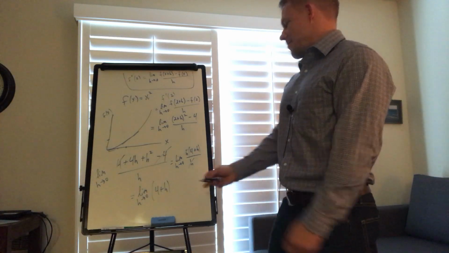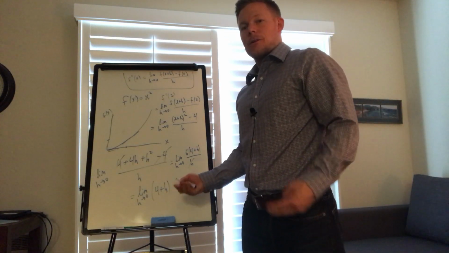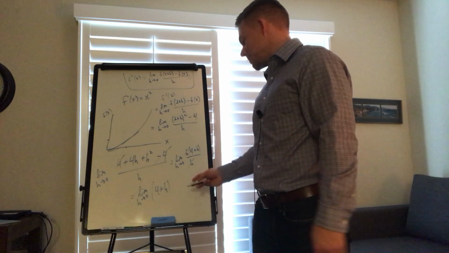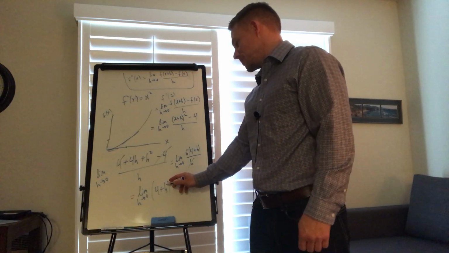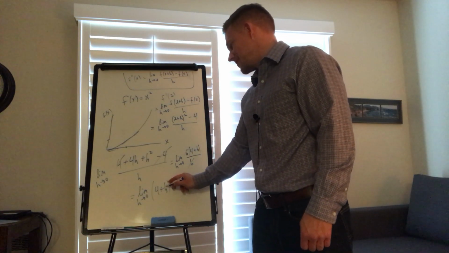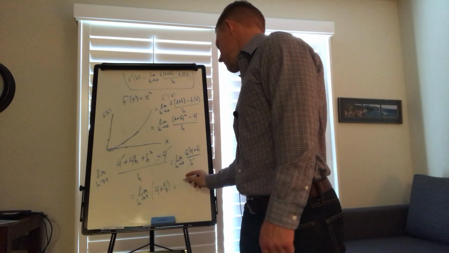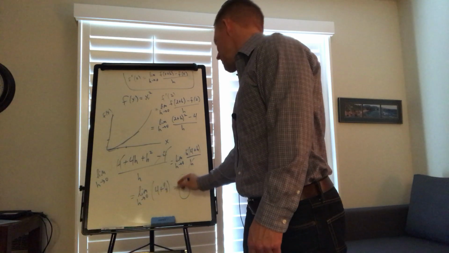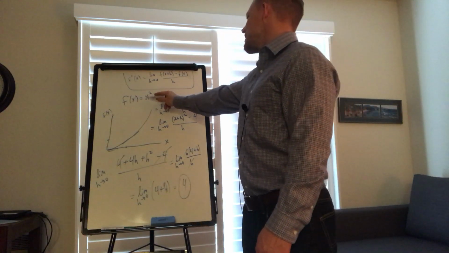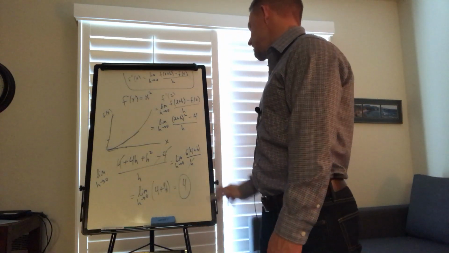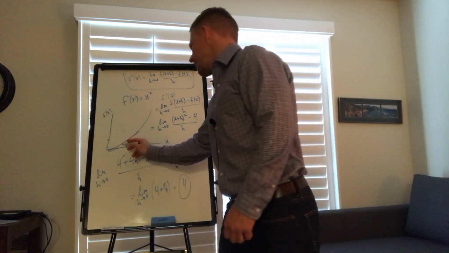Well, now here, when h goes to 0, we're getting it as close to 0 as possible. That is equal to 0 for h, right? We can just plug 0 in there, and then we're left with 4. So our derivative of x squared at point 2 is equal to 4. That's at that point in time.